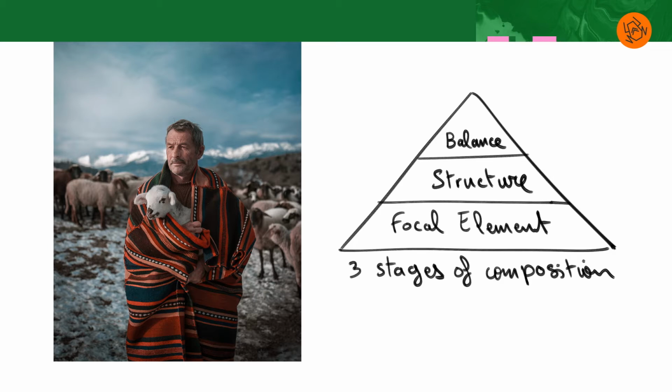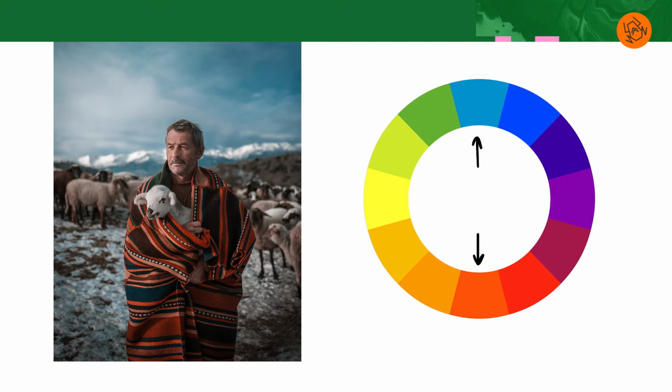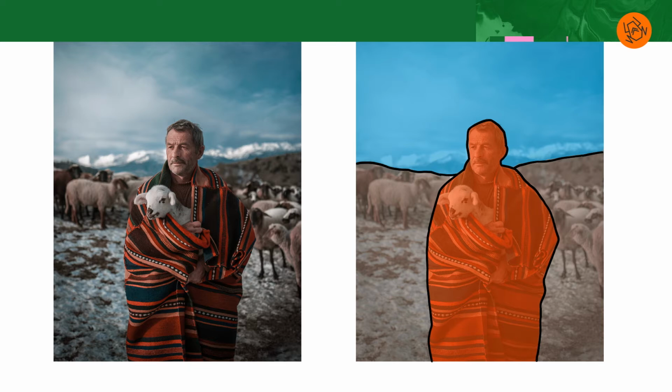Actually, there's 2 main colors in this composition: orange and blue. Those precisely are 2 opposite values on the color wheel. And this is what makes the photography so interesting.